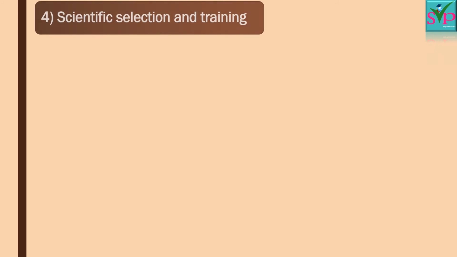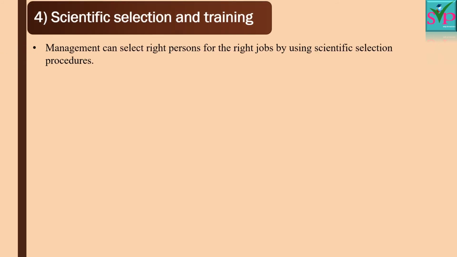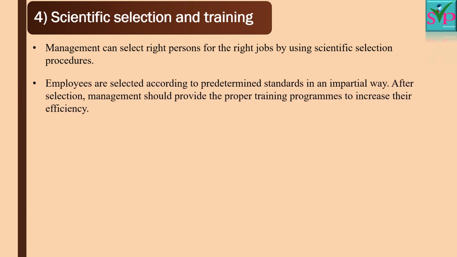Fourth technique is scientific selection and training. Management can select the right person for the right job by using scientific selection procedures. Employees are selected according to predetermined standards in an impartial way. After selection, management should provide proper training programs to increase their efficiency.